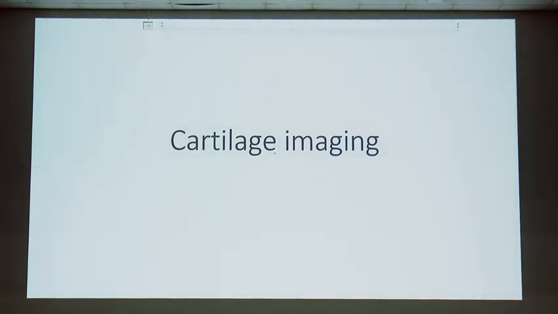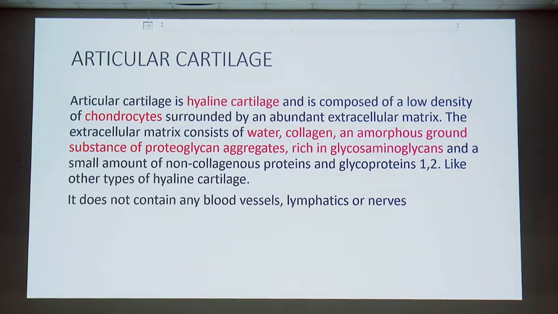Then coming to cartilage imaging. What is this cartilage? Going to the anatomy or molecular level, it is a hyaline cartilage. It is made up of chondrocytes surrounded by abundant extracellular matrix, and the extracellular matrix is water, collagen, and plenty of glycosaminoglycans and proteoglycans.